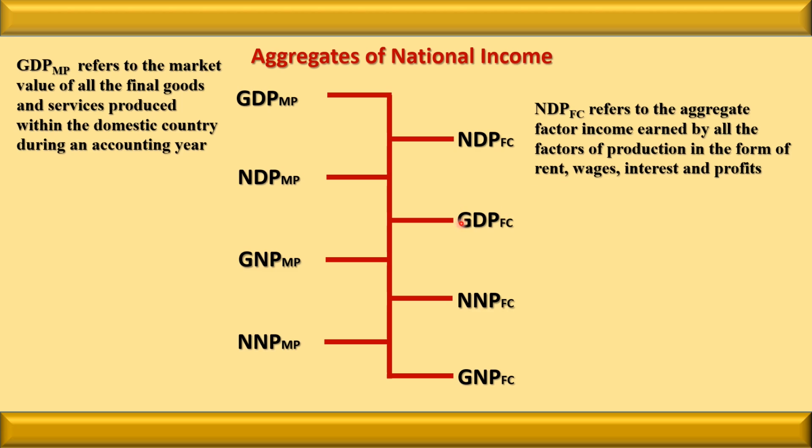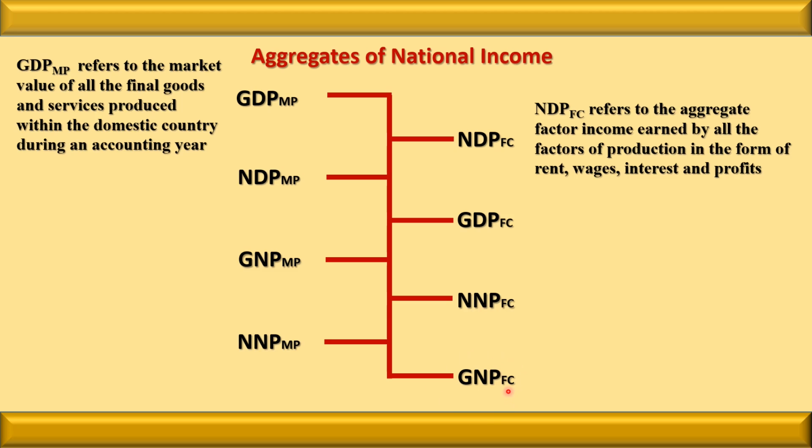To find out GDP-FC, what we have to do? G means gross. So what changes I have to make in the definition? It is the sum total of the factor income earned by the normal resident, including depreciation. To calculate this, what we have to do? Only there is change in the second pair. So what will be the definition? It is the sum total of the factor income earned by the normal resident during an accounting year, including net factor income from abroad.